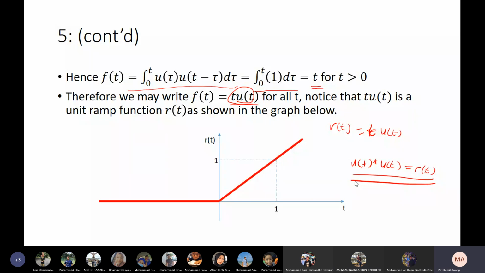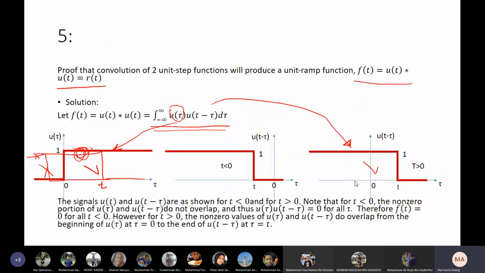Okay, any question on this? Sir, cuba patah balik satu slide. Kenapa yang u(t minus tau) tu, dia jadi terbalik, sir? Kenapa dia tak macam biasa punya unit step? Yang u(t minus tau) tu, dia punya graph tu terbalik. Kenapa dia terbalik, sir?